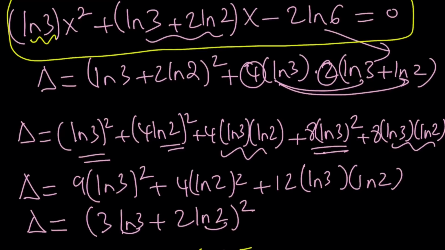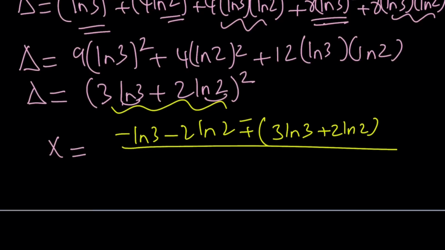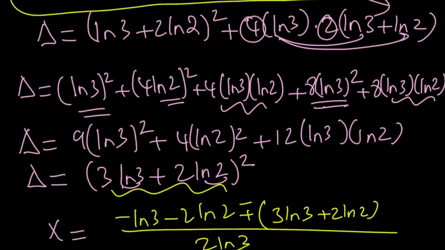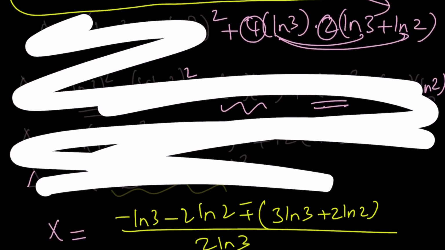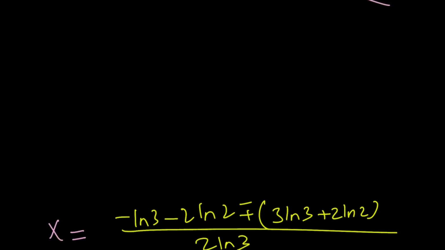Negative b plus or minus the square root of delta. The square root of delta is going to come from here. That's going to be 3 ln 3 plus 2 ln 2, and then that's divided by 2a, which is 2 ln 3. Awesome. Now, forgive me for this, but I'm going to make some room here. I'm going to erase some stuff. Then we're going to simplify the roots and write them in the simplest form. All right. Great.